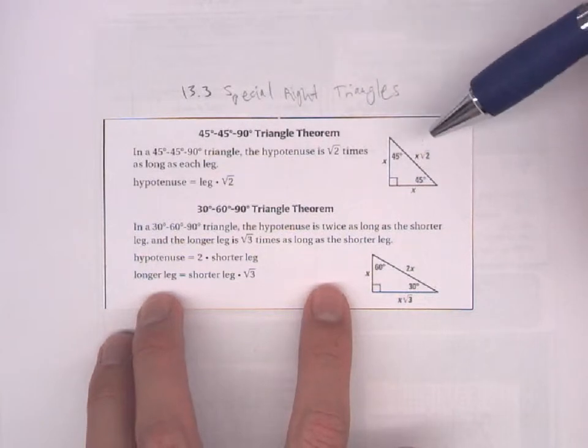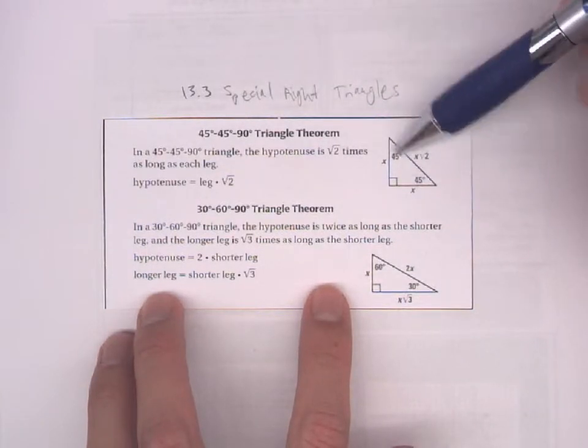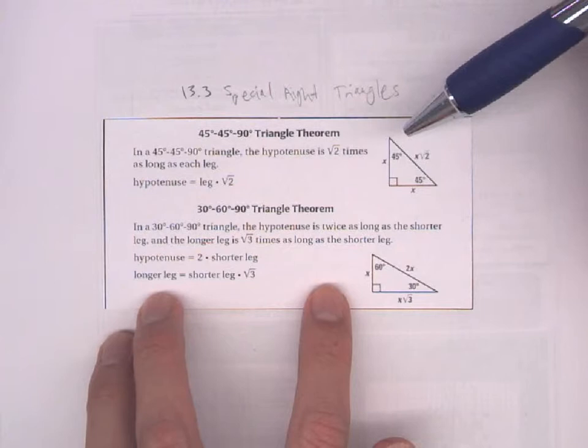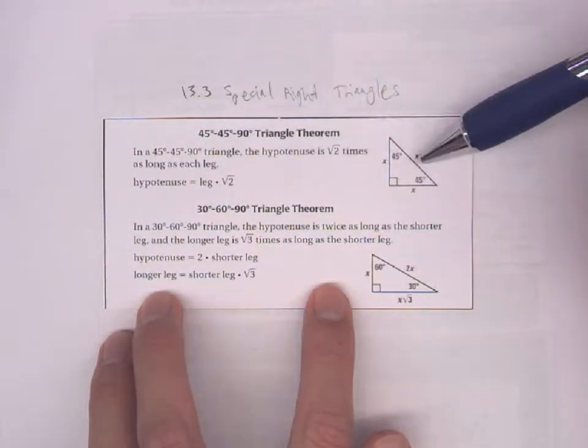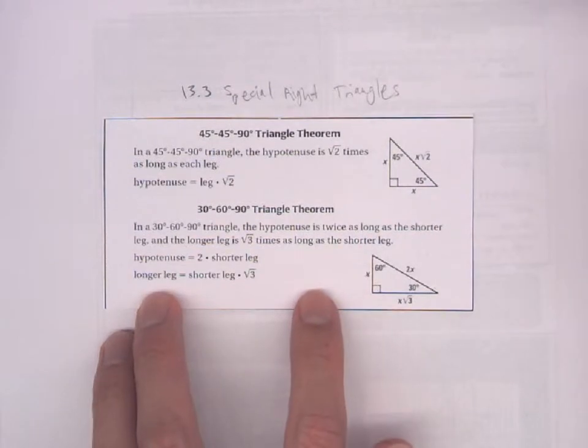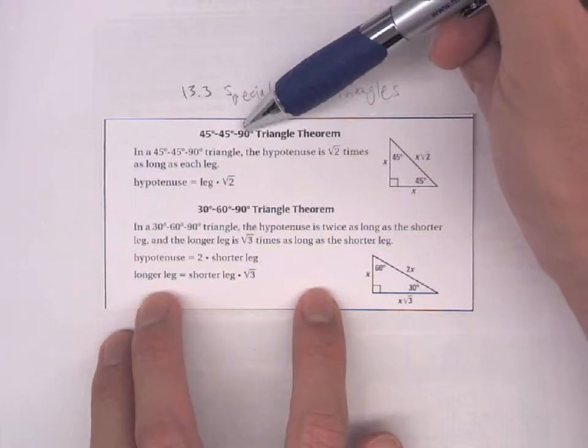I can give you an extra copy of this, but basically, this is the hypotenuse of a right triangle. Hypotenuse is the longest side of a right triangle. So it's going to be the square root of 2 times as long as each leg. Okay, so that's for a 45, 45, 90 triangle.